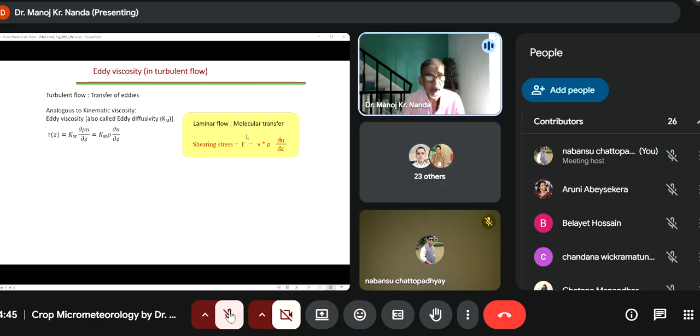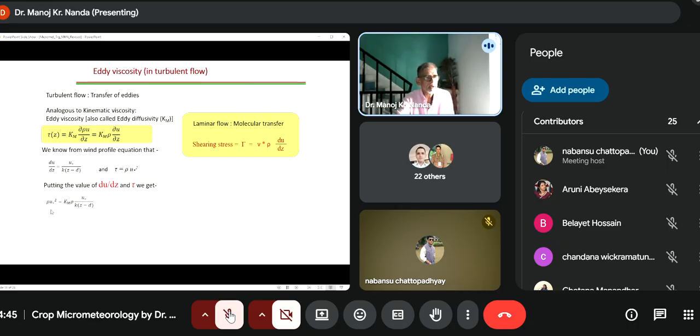Now, if nu is called the coefficient of kinematic viscosity, Km is called eddy viscosity. So both are called viscosity, but one is eddy viscosity, the other is kinematic viscosity. So that is how the terms are used, and the other things I have already told. Putting the value of du by dz in tau, what do we get? We get rho u asterisk square is equal to Km rho u asterisk by K into z minus d, and this is what I am getting, momentum transfer coefficients.